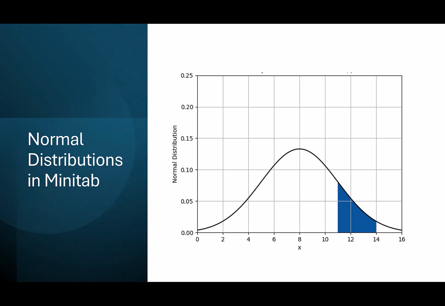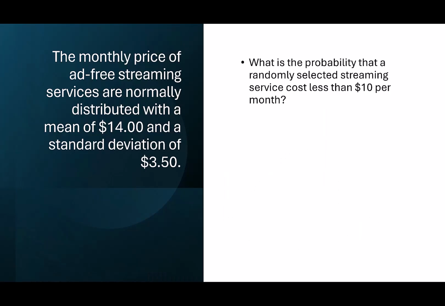Everybody, in this video we're going to use Minitab to solve problems involving the normal distribution. Our first question says the monthly price of ad-free streaming services are normally distributed with a mean of $14 and a standard deviation of $3.50. We want to find the probability that a randomly selected streaming service costs less than $10 per month. In this case, we're finding the probability that x is less than 10.